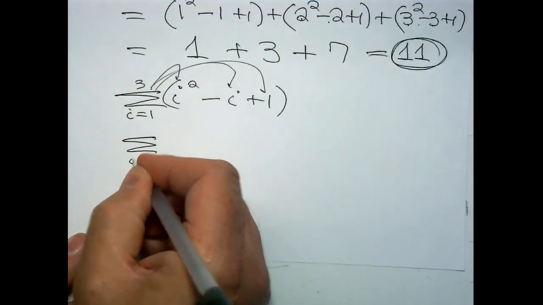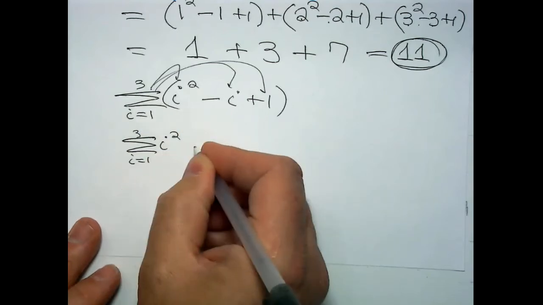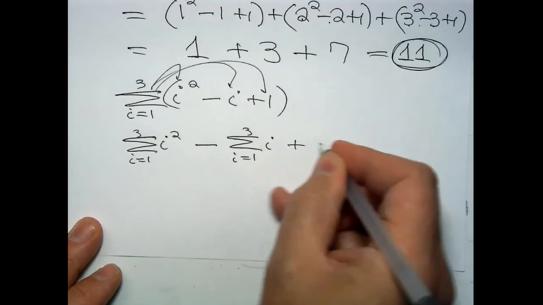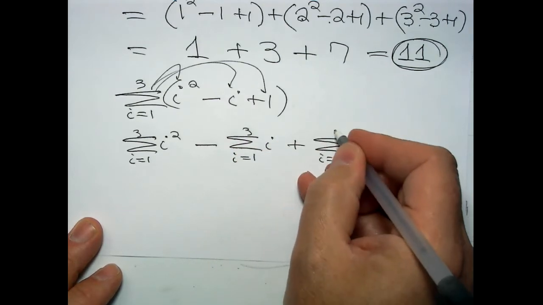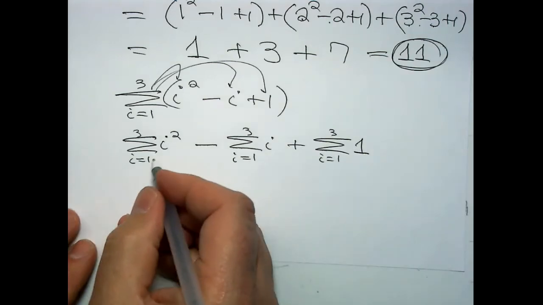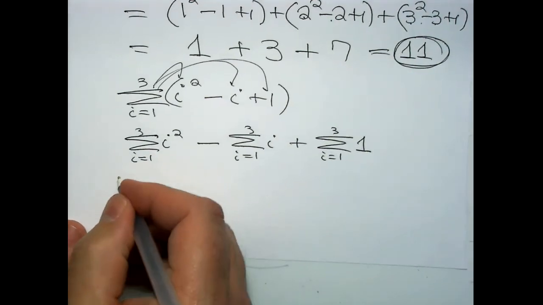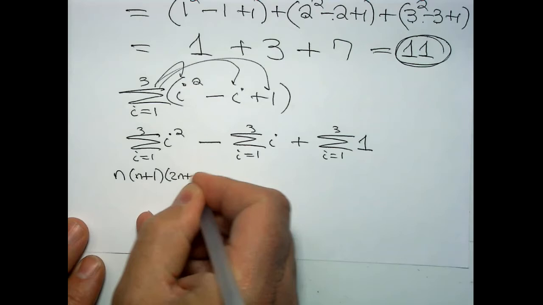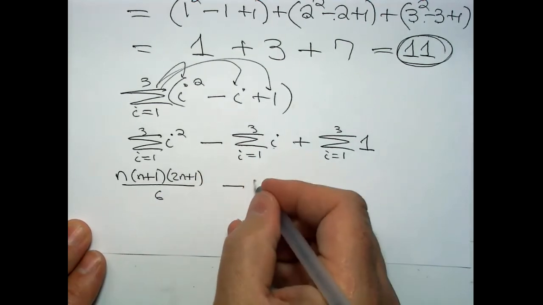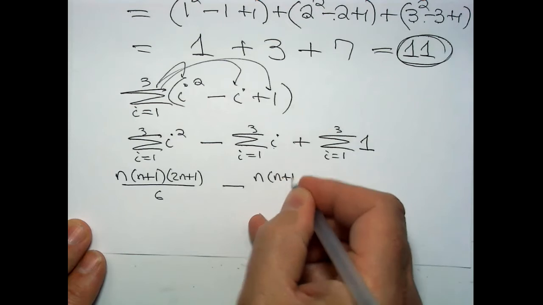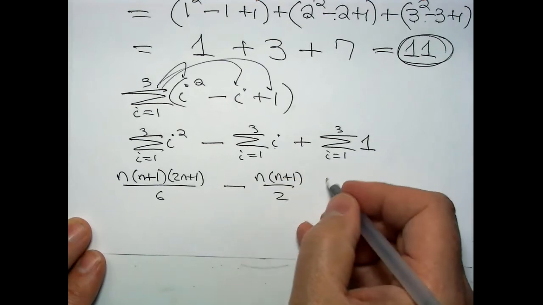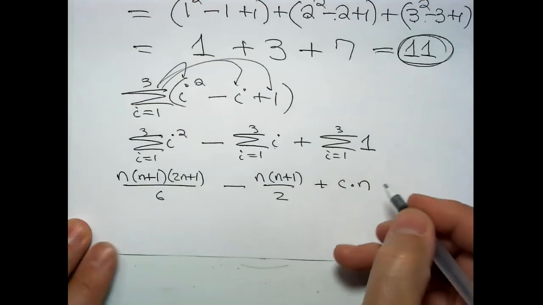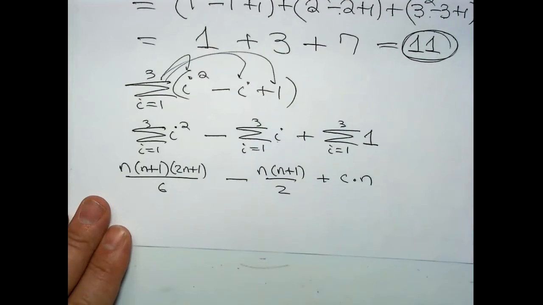So we have the sum, i equals 1 to 3, of i squared, then minus the sum from i equals 1 to 3 of i, plus the sum, i equals 1 to 3 of the number 1. Now, the sum of i squared, we just learned that there's a formula for that. It's n times n plus 1 times 2n plus 1 over 6. For the sum of i, we discovered, in fact derived, a formula, which was n times n plus 1 over 2. And for the sum of a constant, it's just the constant times n. And in this case, the constant is 1.